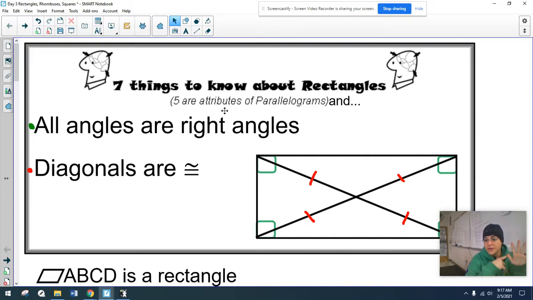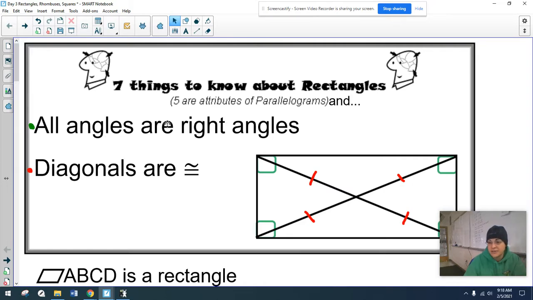So all three of these pictures we're learning today already have those 5 attributes, which is why we spent a couple of days on them last week. They're really important. I really needed you to know them. So in addition to those 5 things of a parallelogram, you will also have all angles are right angles.